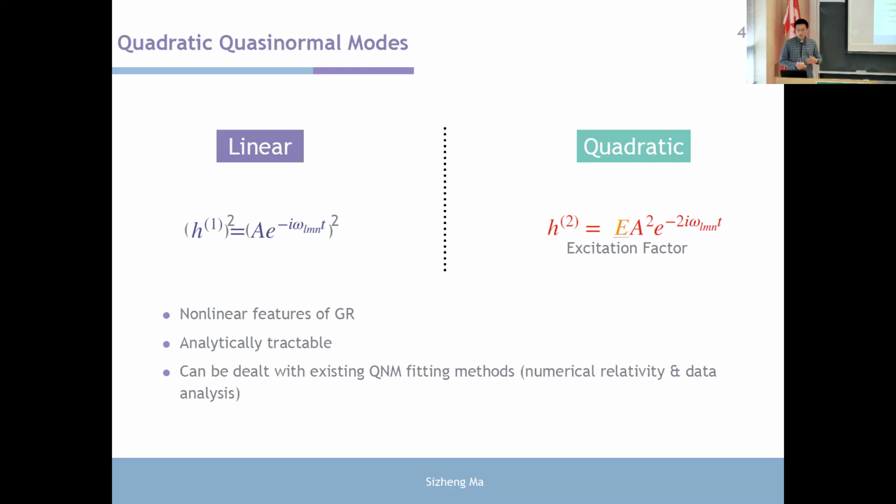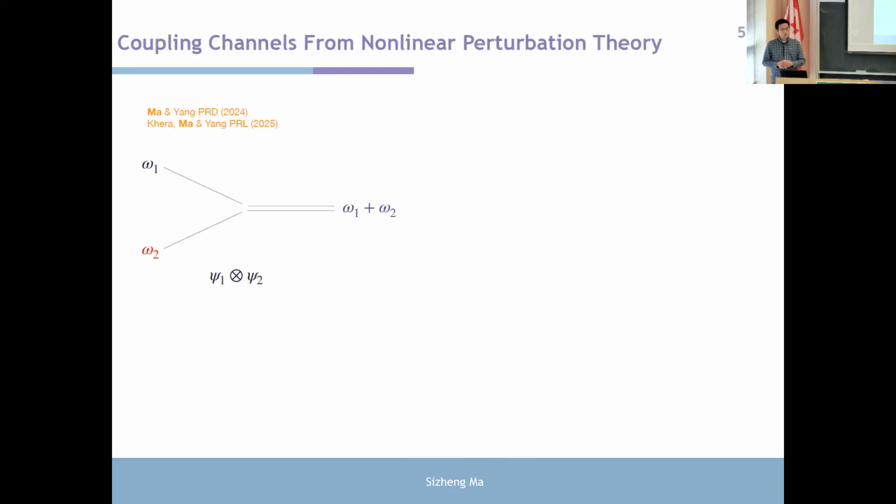And finally, although the quadratic modes are sourced nonlinearly, they still enter the gravitational wave in the same way as those linear quasi-normal modes. So there is no need to design new analysis tools to study them. We can just rely on some existing quasi-normal mode fitting methods. By using black hole second-order perturbation theory, we found that for a single quadratic mode, it can be sourced by multiple channels. This diagram shows the simplest one.